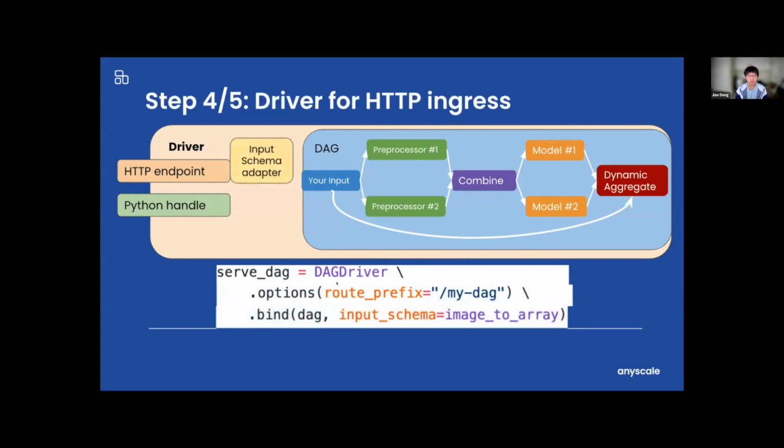And I need to bind this driver as the ingress of my application. So I need to call in another .bind to show those pieces are connected. And I need to wrap my DAG into it as well. And we added one more piece for user convenience, also to improve interop between ML libraries in the Ray ecosystem, which is that we provide a few default input schema adapters. And you also feel free to implement your own.